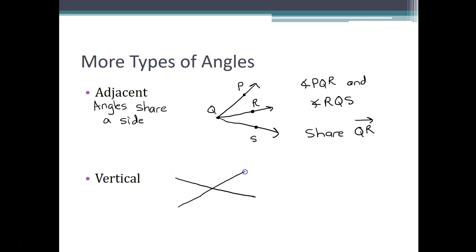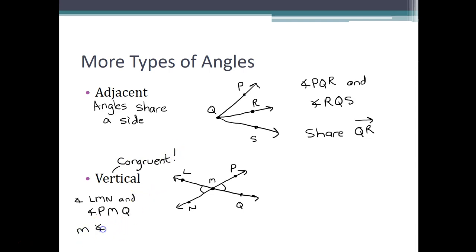Vertical angles, if you have two lines that intersect, vertical angles are angles that are opposite of each other. So let's say you have angle LMN right here, and PQ. So angle LMN and angle PMQ are vertical angles. And vertical angles are always congruent. In other words, they have the same measure.